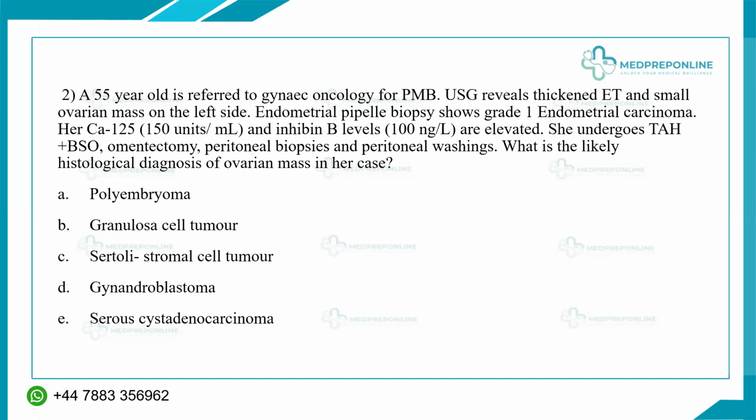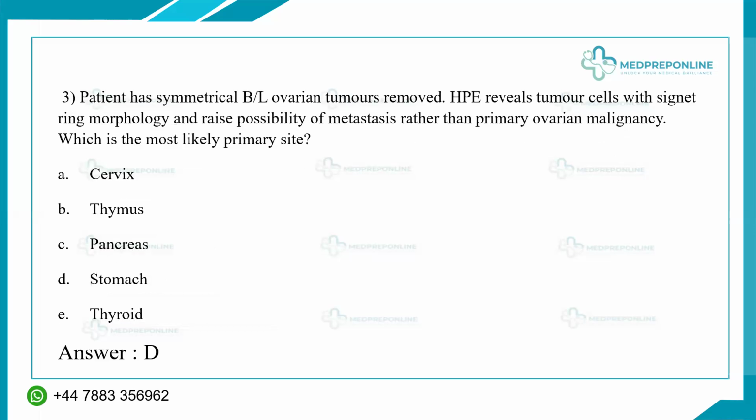Which one of the tumors we know to secrete estrogen? Granulosa cell tumor. Yes, perfect. Right? So granulosa cell tumor, because it is the cells that secrete estrogen. And in youngsters, it will lead to precocious puberty, whereas in older age groups, it can lead to carcinomas. Carcinoma, yes. Very good. Next one.